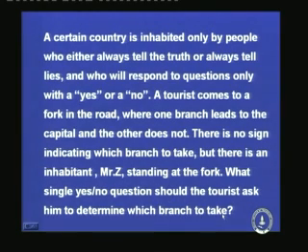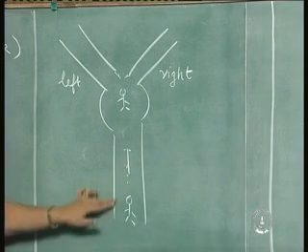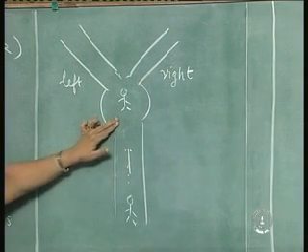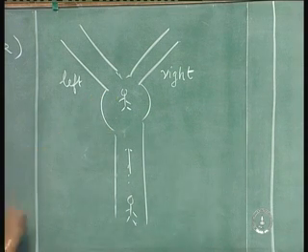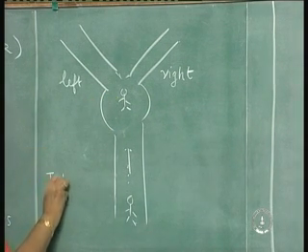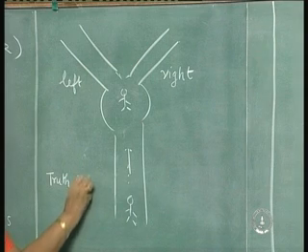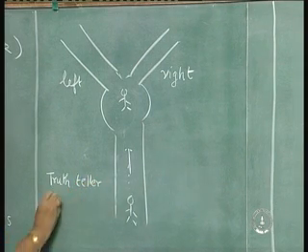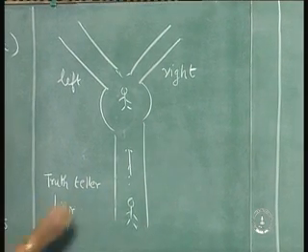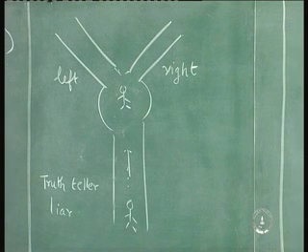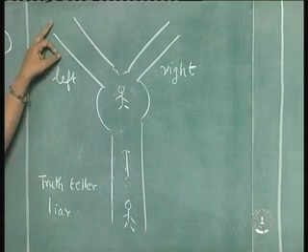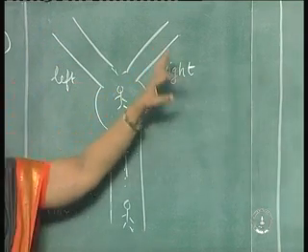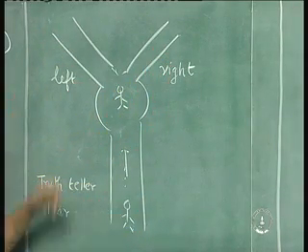So, this tourist is approaching this fork. He sees a person sitting here. This person may be a truth teller or he may be a liar. A truth teller always tells the truth, a liar always lies. And either the left road leads to the capital or the right road leads to the capital. This tourist wants to find out.